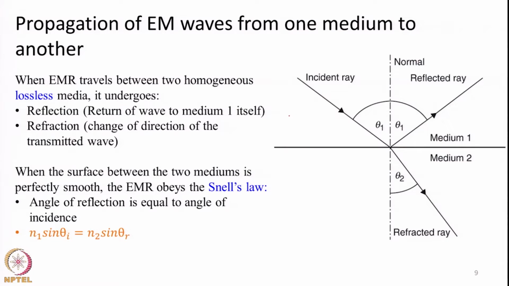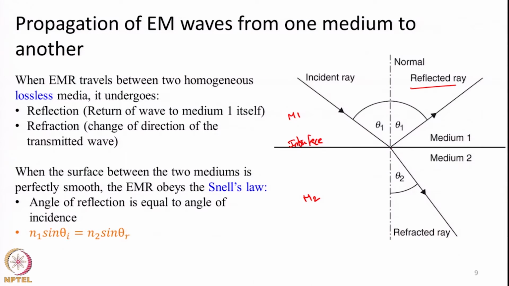Like this is medium 1, this is medium 2, and this is the interface between the two mediums, some surface there, say between air and a water body. Let us say there is a water body, air is standing above it, and EMR is travelling from air to water. When EMR is incident, the first thing is that it will be partially reflected.